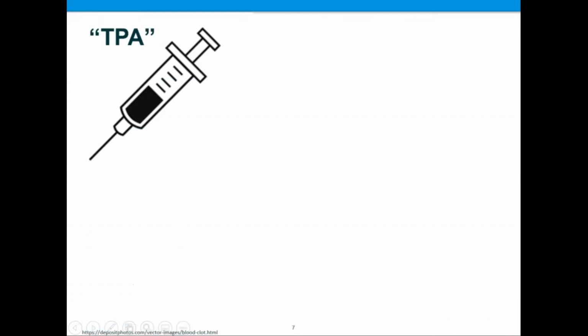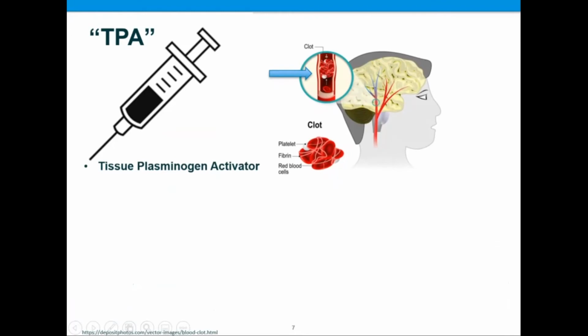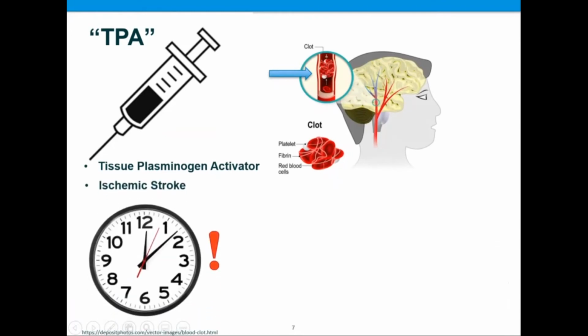You may have heard of an injection that is sometimes given to patients in the emergency room during a stroke, called TPA. TPA stands for Tissue Plasminogen Activator. TPA is a drug given to destroy blood clots that can cause an ischemic stroke. However, it must be given within just a few hours of the onset of stroke to be effective, and can never be given during a suspected hemorrhage.